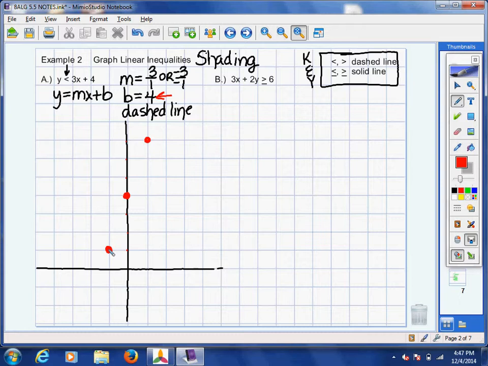Okay, now, this is where I need to slow down. Don't get gung-ho and draw a solid line all of a sudden. Remember, the inequality symbol is less than. So I need to do a dashed line or a dotted line. So be really careful as you do that. I usually start and work my way up just like that. And there we go.